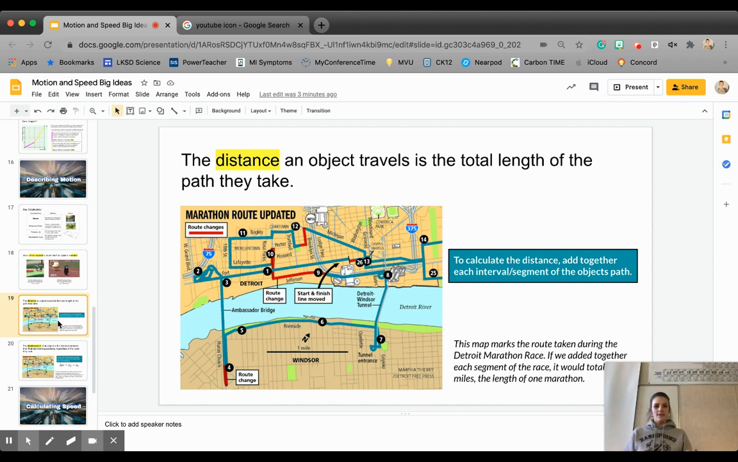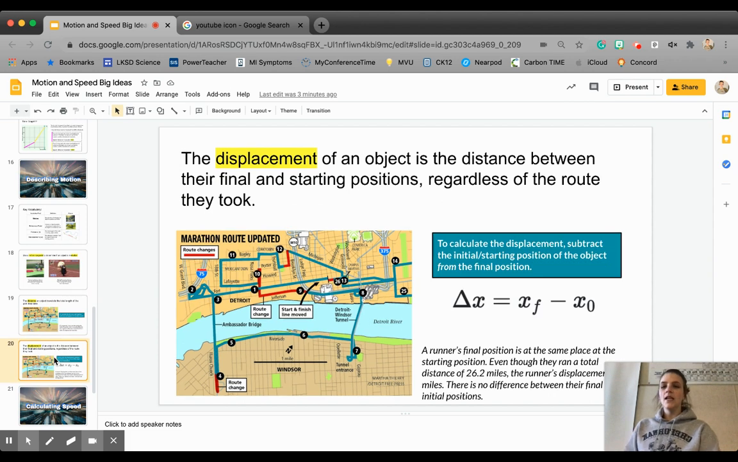distance traveled. In this figure, this is a map of the Detroit Marathon, and a marathon is exactly 26.2 miles, right? So the distance the runners are going to travel is going to be 26.2 miles, even though they started and stopped at the exact same starting and finishing line. All right, so distance is the total length of their path that they've traveled.